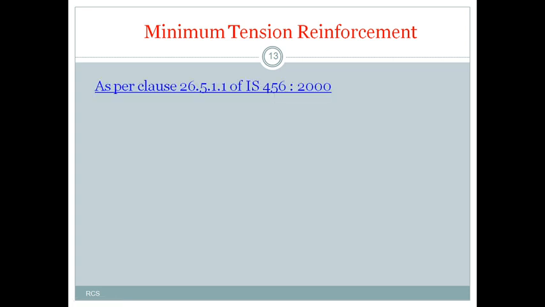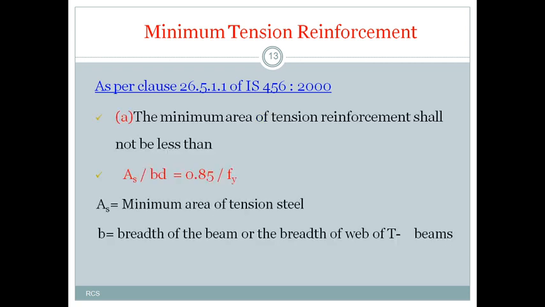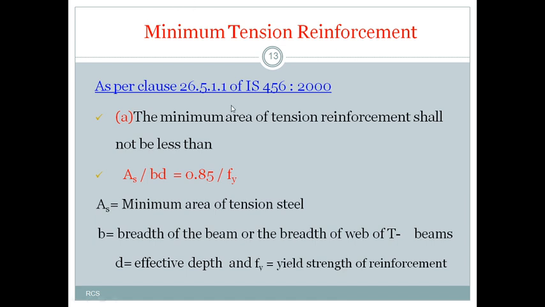So another requirement in the design of singly reinforced beams is the minimum tension reinforcement provided. Here, as per IS 456 clause number 26.5.1.1, the minimum area of tension reinforcement shall not be less than this value.